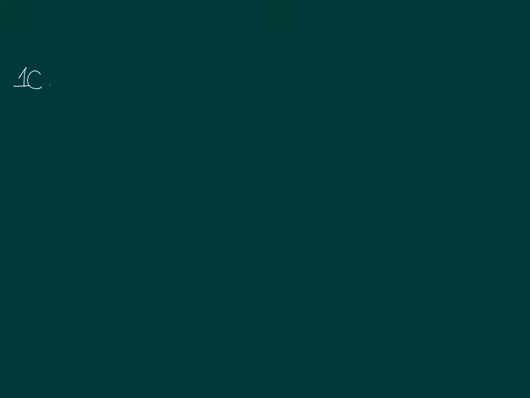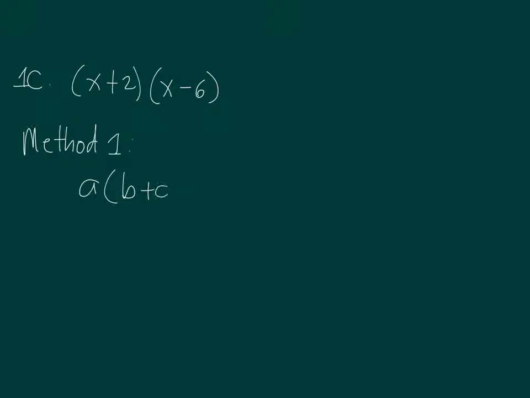In 1C, we are supposed to expand (x + 2)(x - 6). I'll show you two different methods on how to simplify this expression. Method number 1 comes from the distributive property, which is the more formal way of simplifying (x + 2)(x - 6). Again, a(b + c) is ab + ac. Now, how do we apply this to (x + 2)(x - 6)?